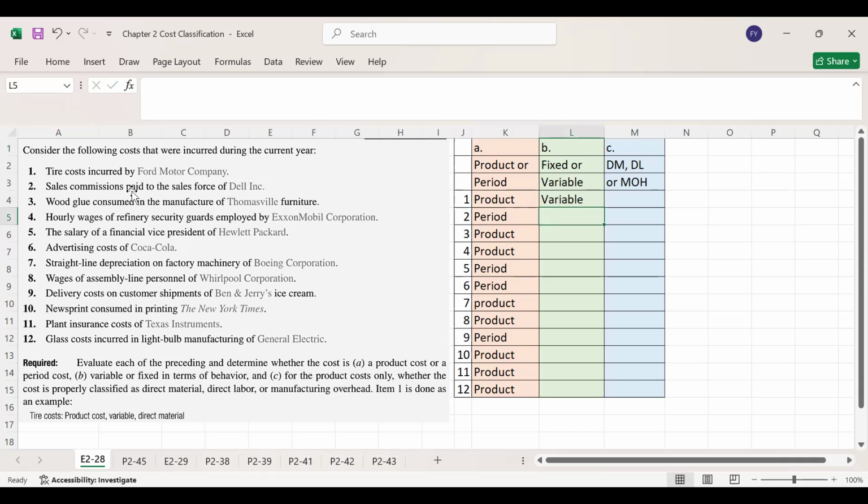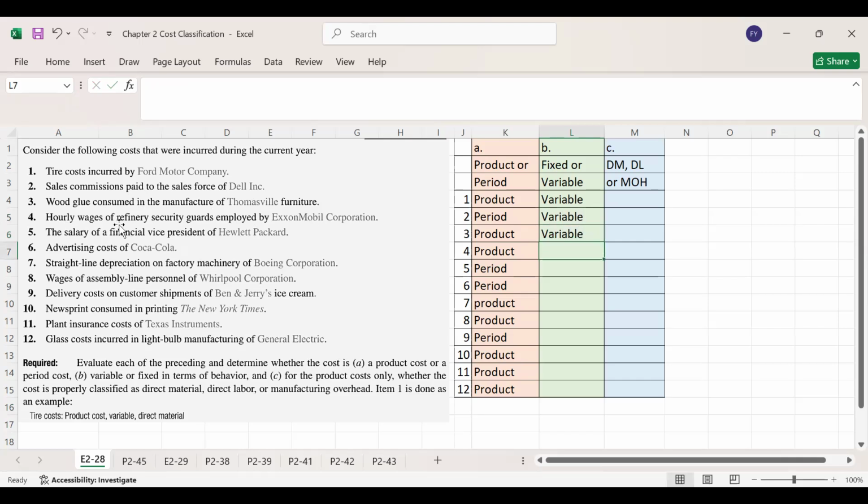Then we have sales commission paid on the sales force. Sales commission is also based on the number of units sold. So although this is a period cost, it is a variable cost. Then the third one is glue consumed in making furniture. If you make more furniture, then more glue will be consumed. So it will definitely be a variable cost.